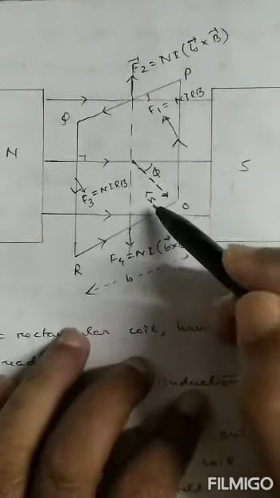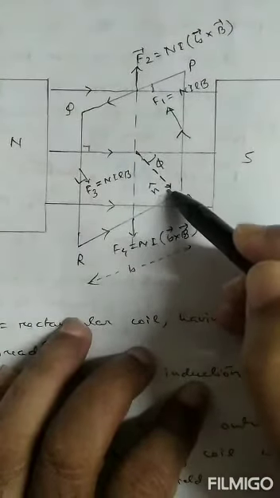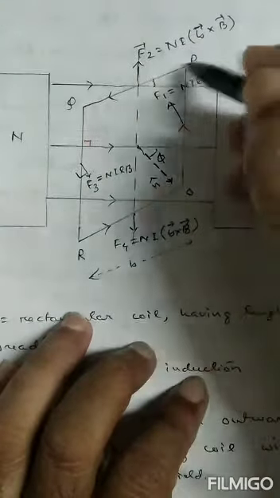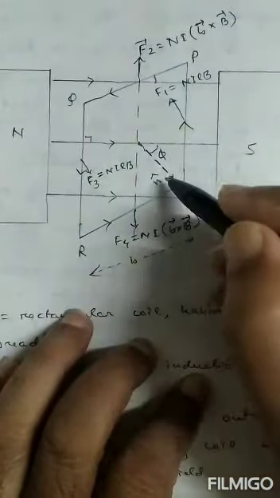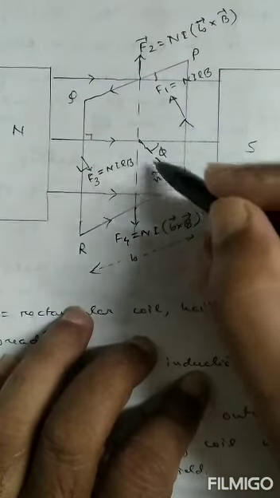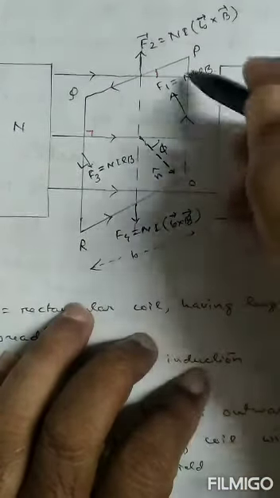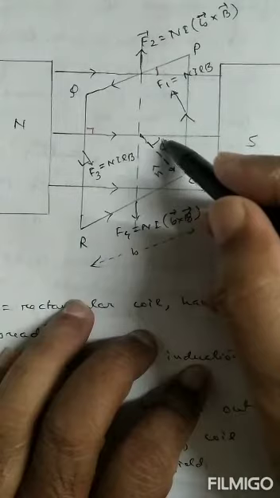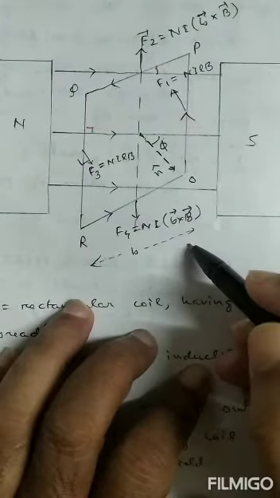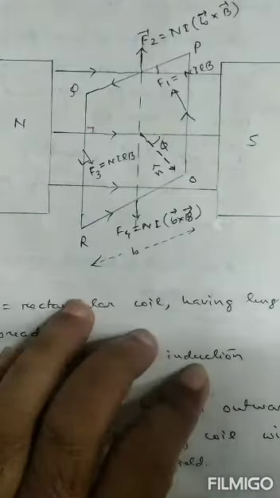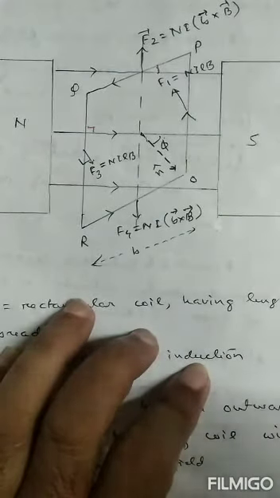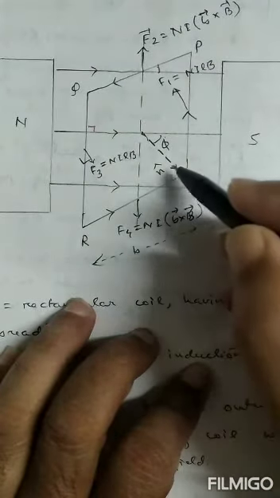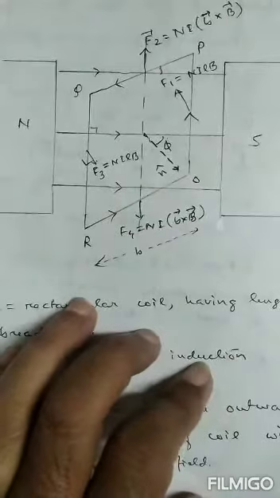Now, have you seen this end cap? This end cap is an outward normal drawn on the plane of the rectangular coil OPQR, and this outward normal makes an angle phi with respect to the magnetic field. That means when we want to calculate torque acting on a rectangular coil, this angle is very important. The angle made by the outward normal with respect to the magnetic field.